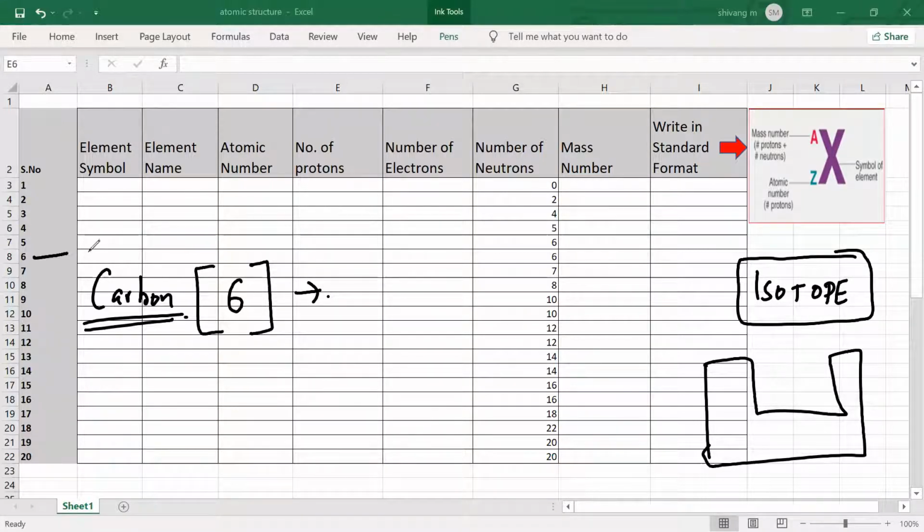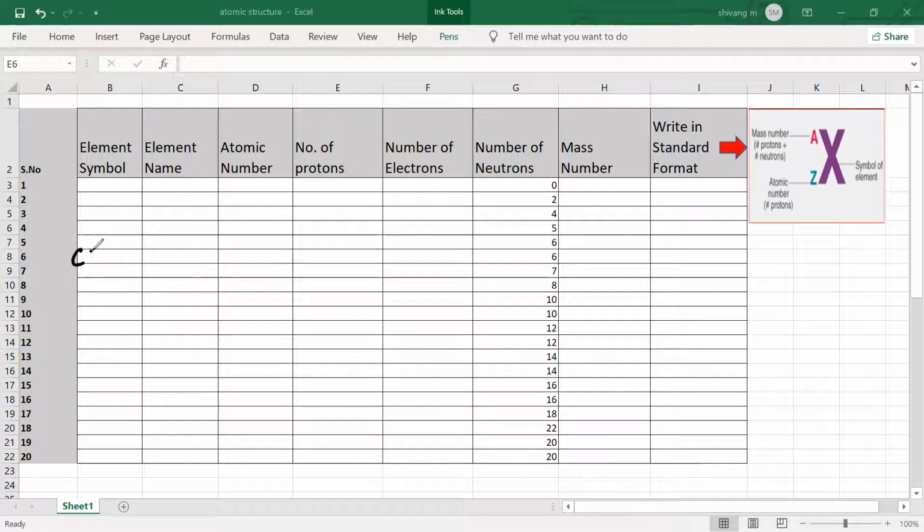So 6. So here you will find carbon. Symbol is C. Atomic number is 6. So what will be the number of protons? So 6. Let me fill this.